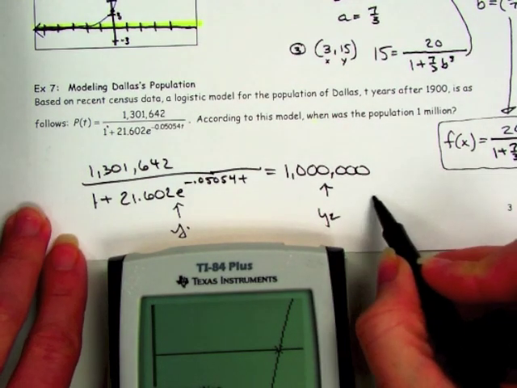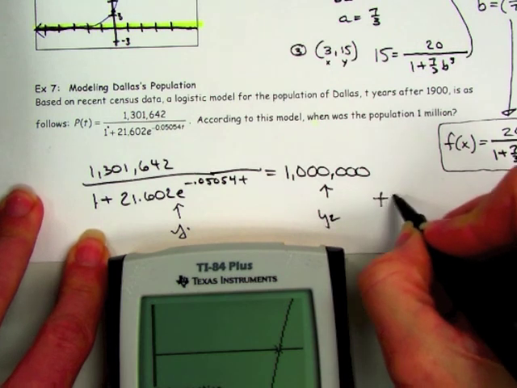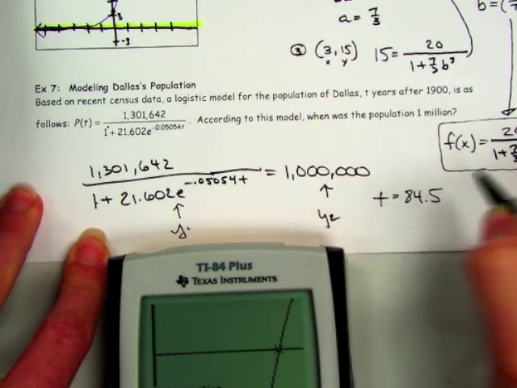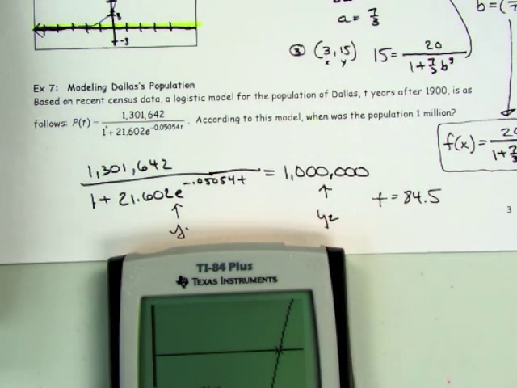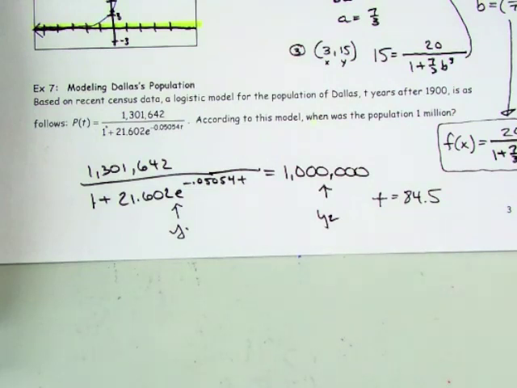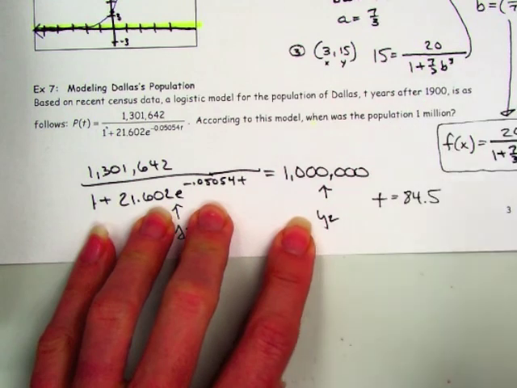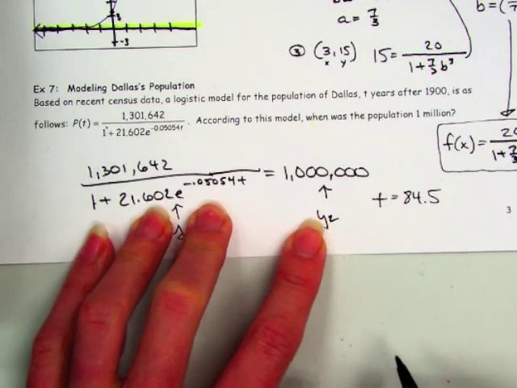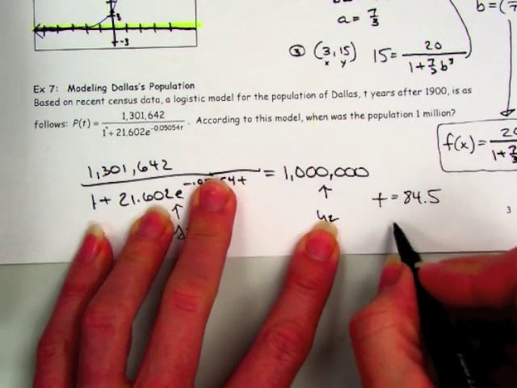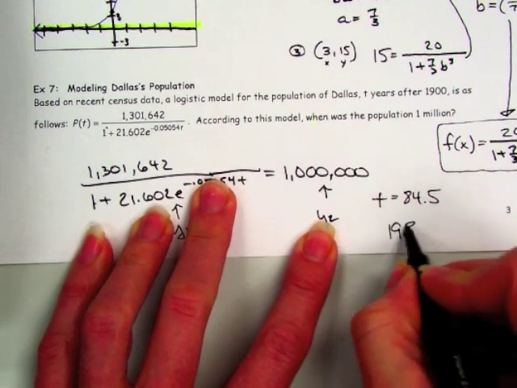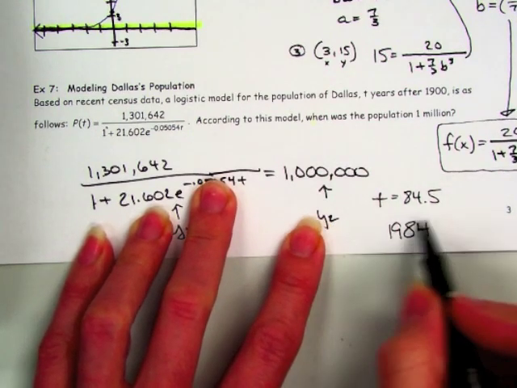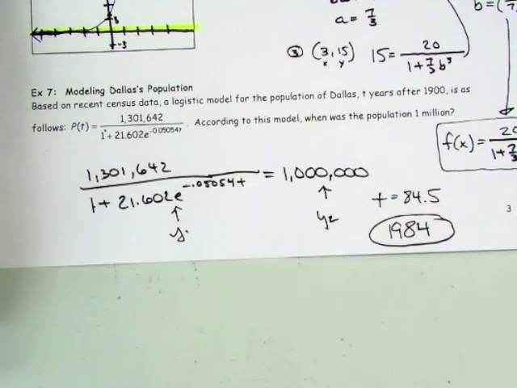So t equals 84.5. Now we need to think about what that actually means. 84.5 for my time, and this is talking about years since 1900. So when will it be about 1 million? Sometime during the year 1984. Okay, that's when the population will be 1 million.